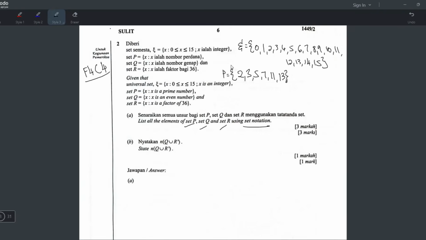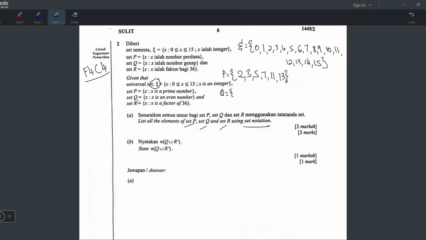Okay, what about 17? 17 is also prime, right? So why didn't I write the 17? Because 17 is not in the universal set. So remember guys, if the soalan ada universal set, you have to make sure the elements in the rest of the sets exist in the universal set baru boleh tulis. Because universal set is the set semesta, it's the keseluruhan. Yeah, universal, right? It's the universe. So you cannot have anything outside of the universal set. So make sure when you write the P, Q, R, you check and make sure dia ada dekat universal set baru boleh tulis.